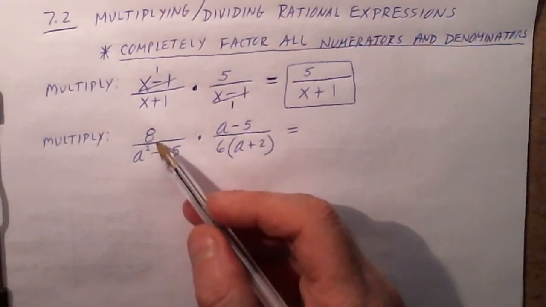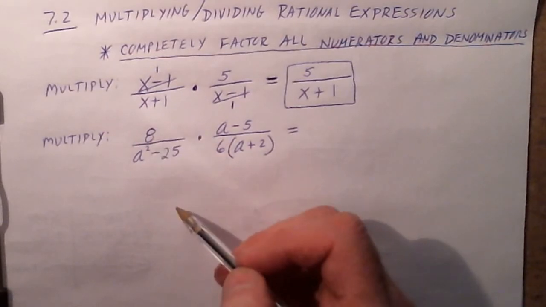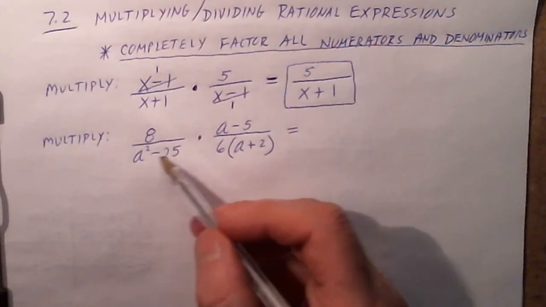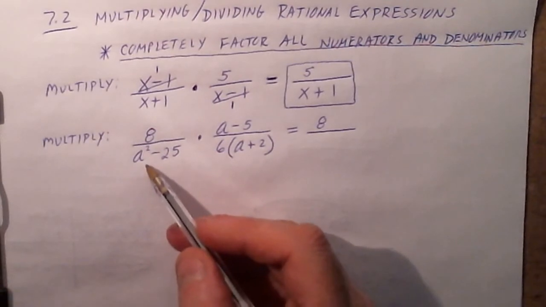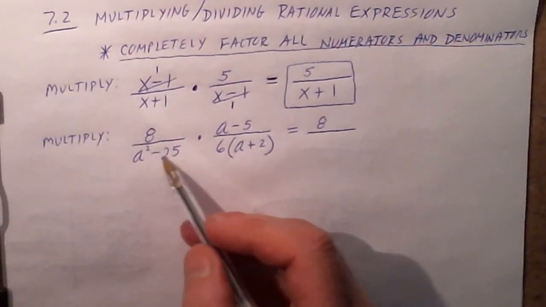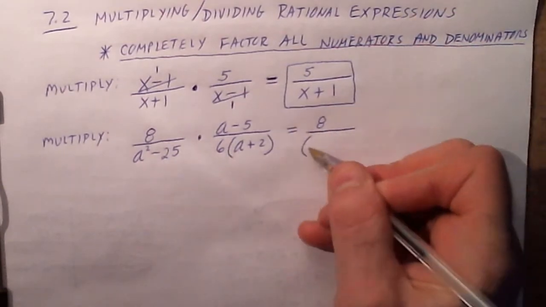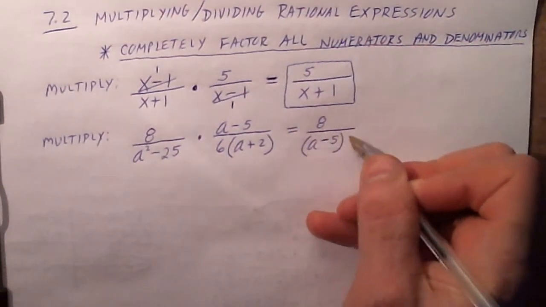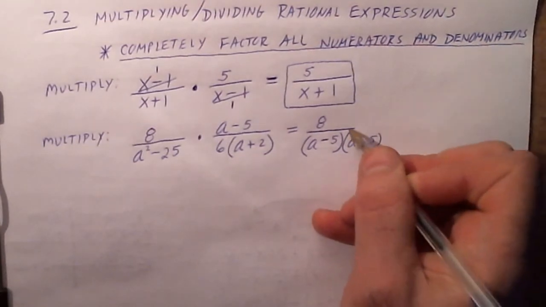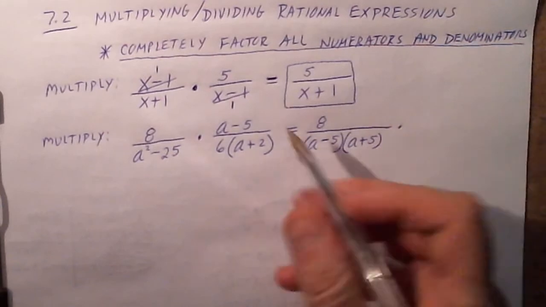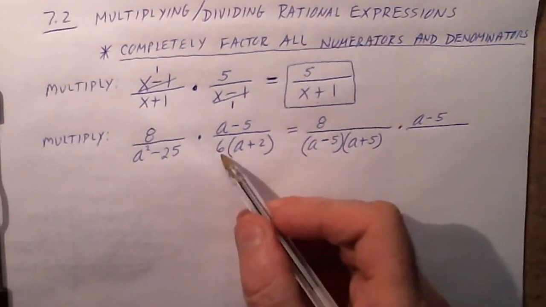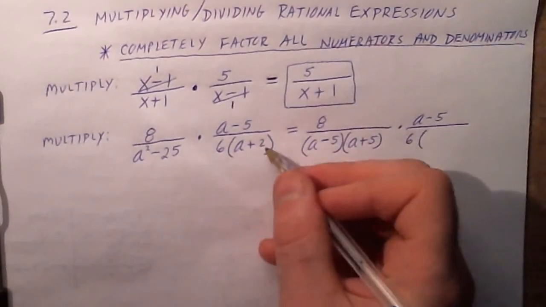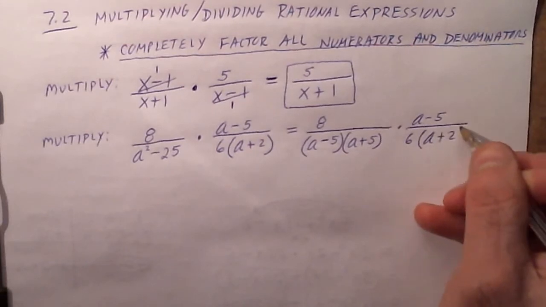Notice 8, you could factor 8 down into 2 times 4, or even a 2 times 2 times 2, but we don't need to do that with numbers. A squared minus 25 can be factored. Upon inspection and thought, we realize that we have what's called a difference between two squares, and so a squared minus 25 will factor into a minus 5 times a plus 5. The a minus 5 in the numerator cannot be further factored down, so we just bring it along. 6 is just a number, just bring it along, and the a plus 2 is completely factored. There's nothing we can do to further factor it, just bring it along.